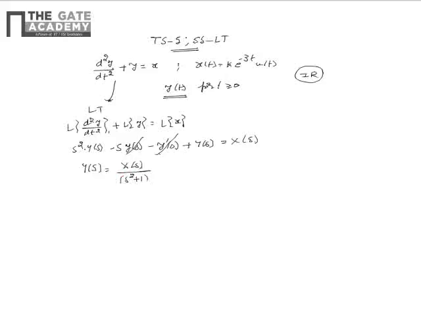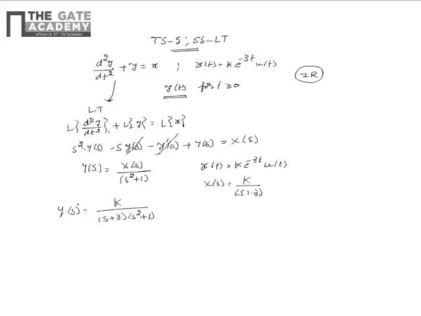So this can be further simplified as y of s is equal to x of s divided by s square plus 1. It is given that x of t is equal to k into e power minus 3t u of t. The Laplace transform of the same, that is x of s, can be written as k divided by s plus 3. So upon substituting, we get that y of s is equal to k by s plus 3 multiplied by s square plus 1.